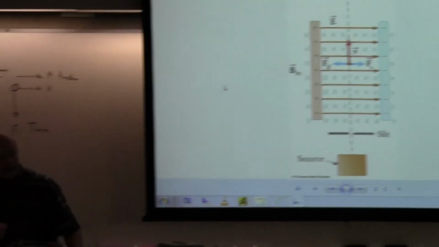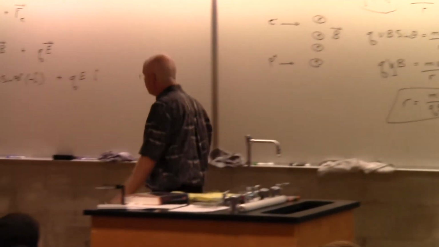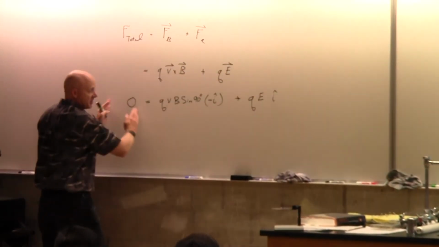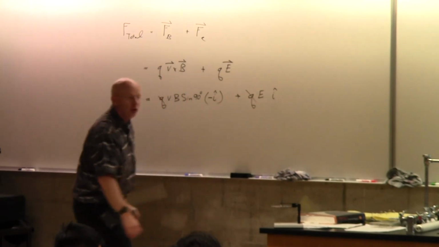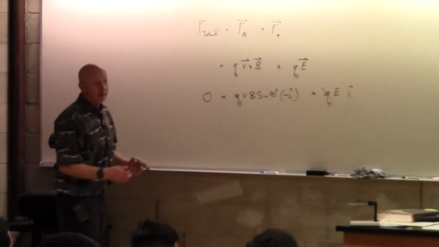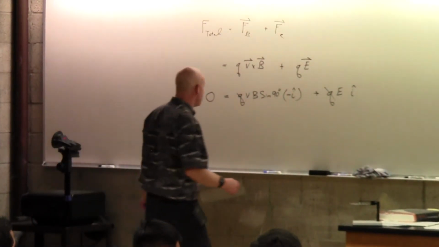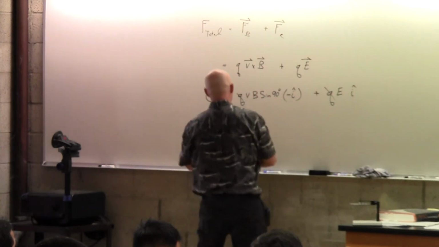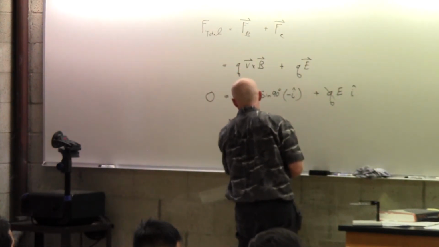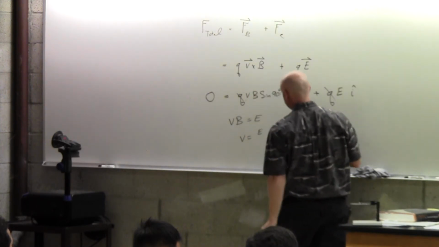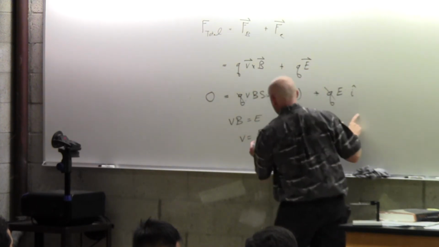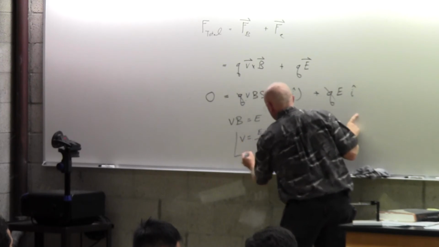So if I follow through on the math, set this force equal to 0, there is a Q on each side. So how much charge they have is not important. If I move this over to here, I get vB equals E, or v equals E over B.